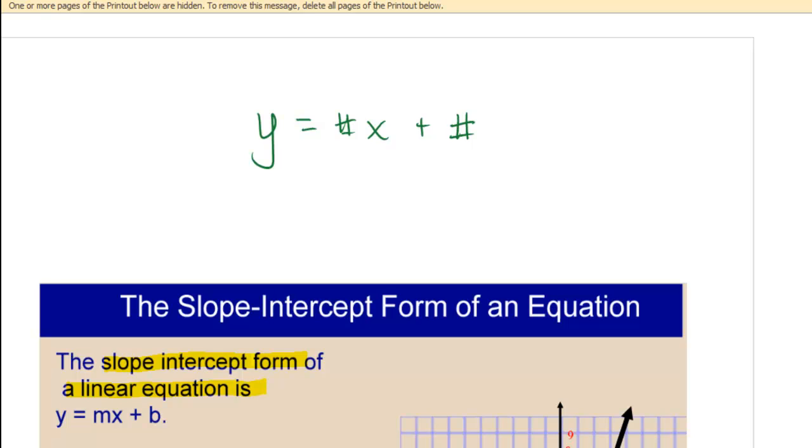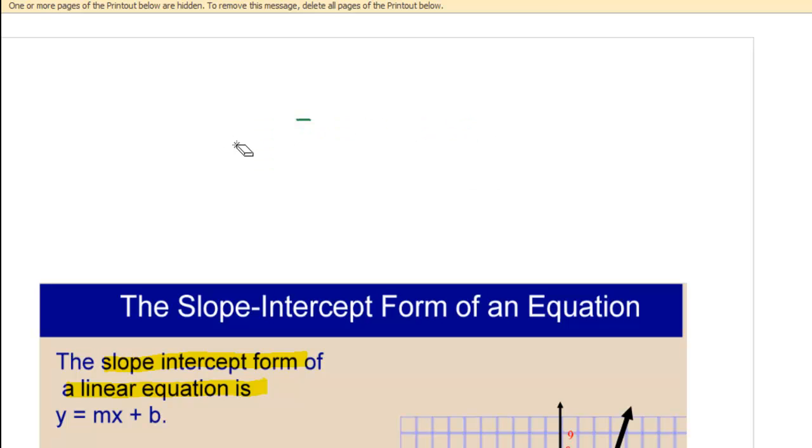And this is for linear equations. So this is for linear equations, and that means that x does not have an exponent and x is not in the square root or cubed root or some kind of root. So whenever you have y equals a number times x to the first power plus some constant, this is called the slope-intercept form of an equation.